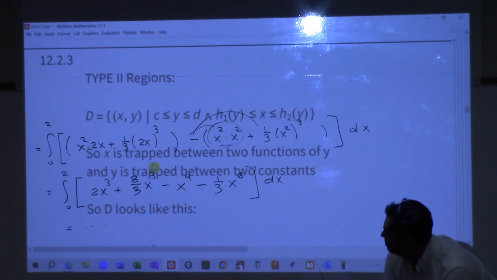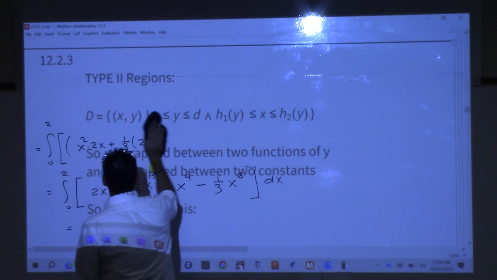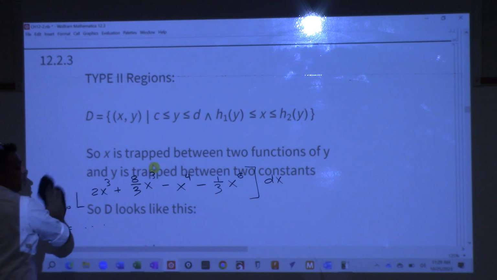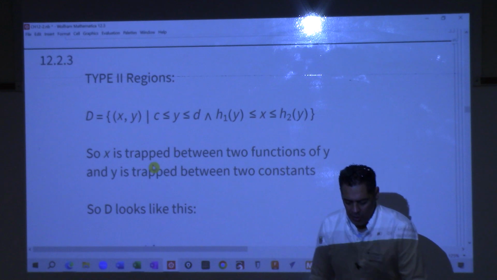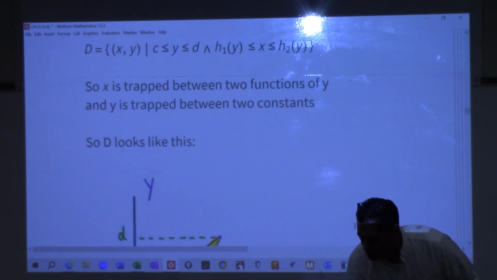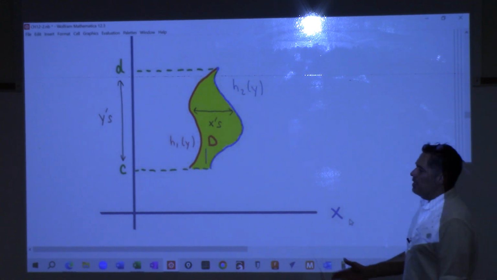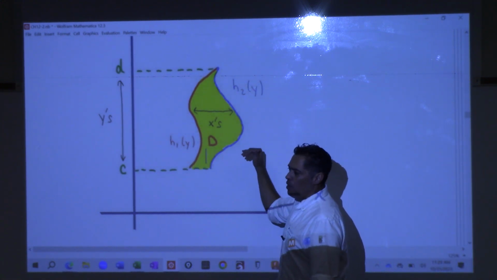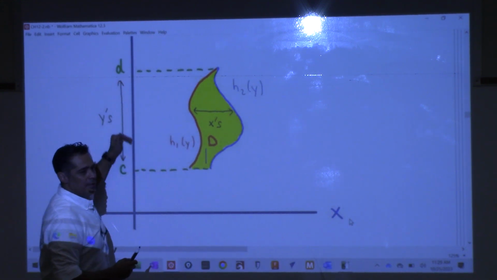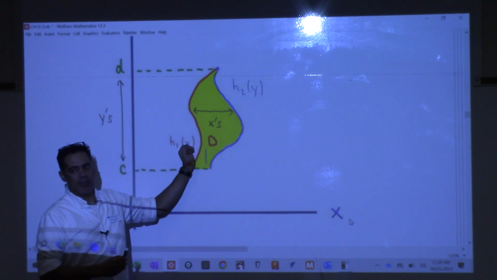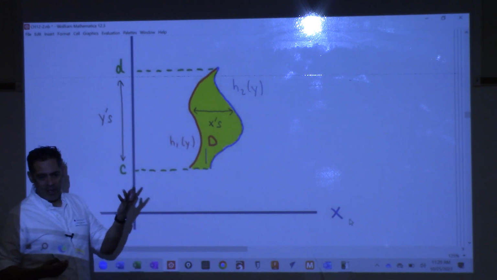Type 2 regions. There's only 16 types of regions. No, I'm kidding. There's only 2 right now, okay? Type 1 and type 2. That's it. So the difference between type 1 and type 2 is this. Instead of having your x's stuck between 2 constants and your y's stuck between 2 functions of x, now your y's are stuck between 2 constants and your x's are stuck between 2 functions of y. That's the only difference between type 1 and type 2.